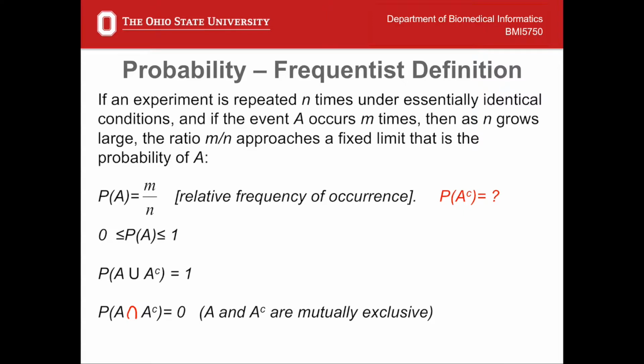We use the upside down U to represent the intersection between A and A complement. Because A and A complement have no overlap, the probability of the intersection of A and A complement equals 0. That's to say, A and A complement are mutually exclusive.